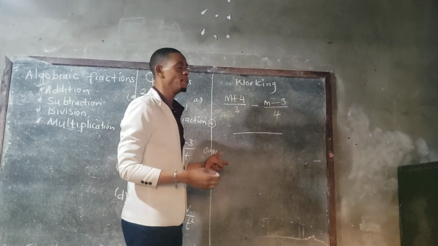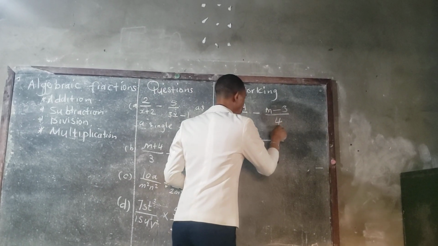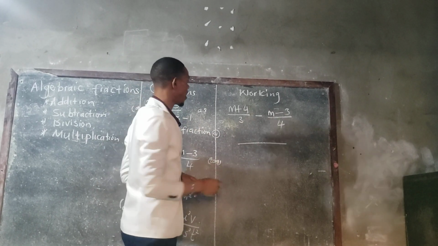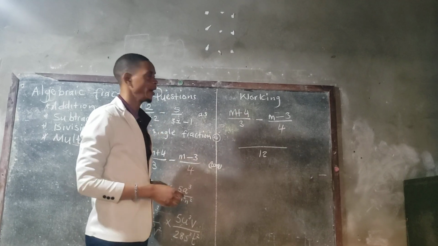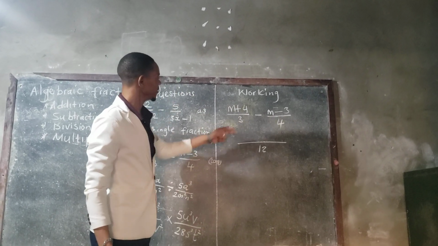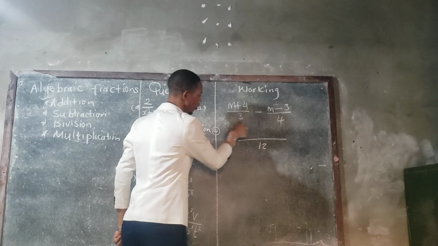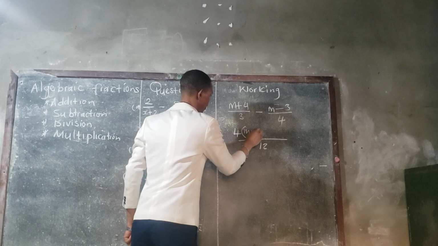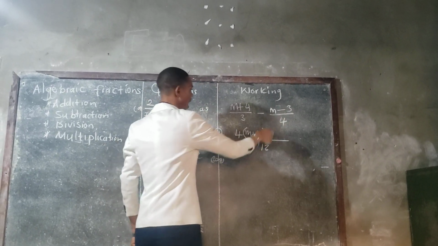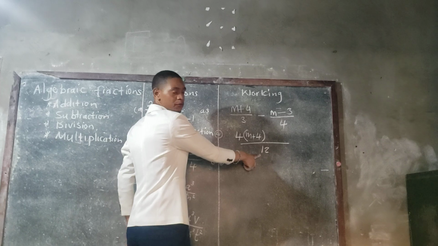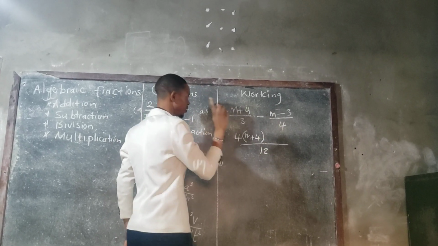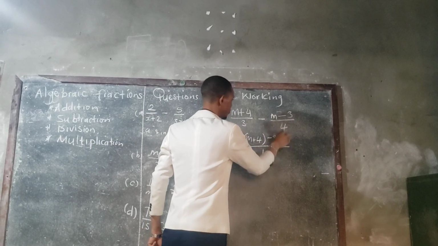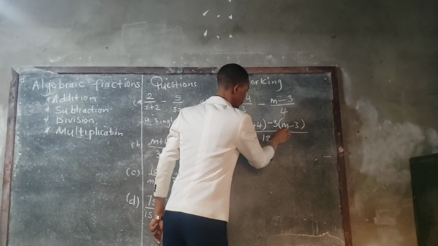Common multiple is the multiple of 3 and 4, the number into which 3 and 4 can go without leaving a remainder. And that number is 12. In simple terms, how many times does 3 go into 12? It goes 4 times. So 4 times, multiply what is on top, plus 4. The next thing, how many times does 4 go into 12? It goes 3 times. 3 times, let me not forget this negative, multiply m minus 3, like that.